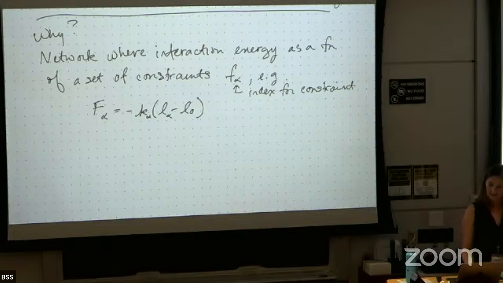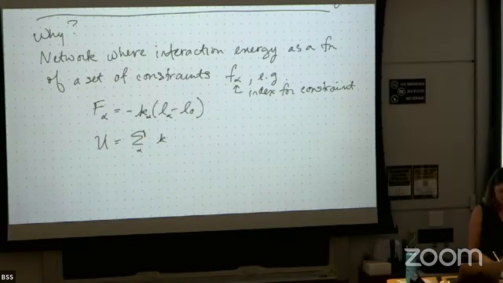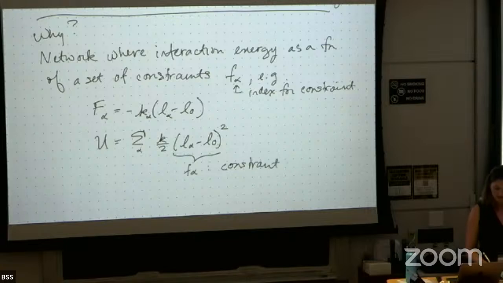Okay. Then I have for these systems, because these are potential systems and we're not paying attention to fluctuations yet, I can write the total energy as the sum over these constraints. And for this particular example, it's quadratic. Okay, great. So the point is this object, F alpha, is the constraint on bond alpha in a disordered network.